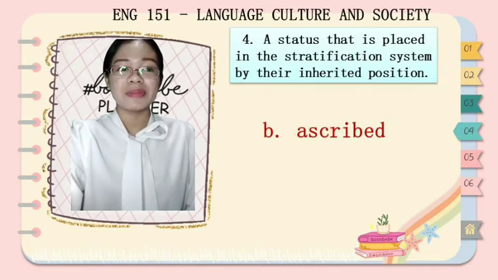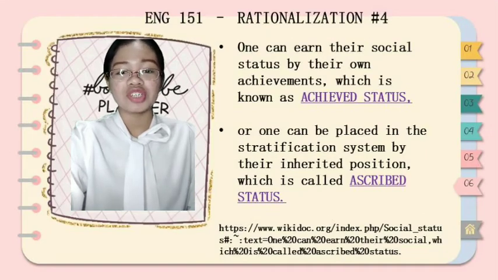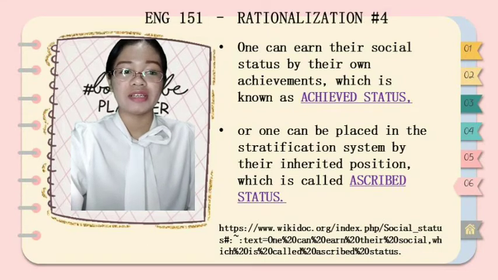A status that is placed in the stratification system by the inherited position is ascribed. So for our rationalization, one can earn their social status by their own achievements, which is known as achieved status. Again, when we say achieved status, it is earned by their own achievements. On the other hand, one can be placed in the stratification system by their inherited position, which is called ascribed status, which means when you inherit something, that is called ascribed status.